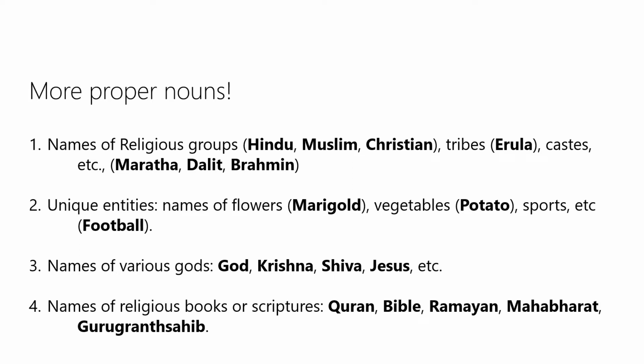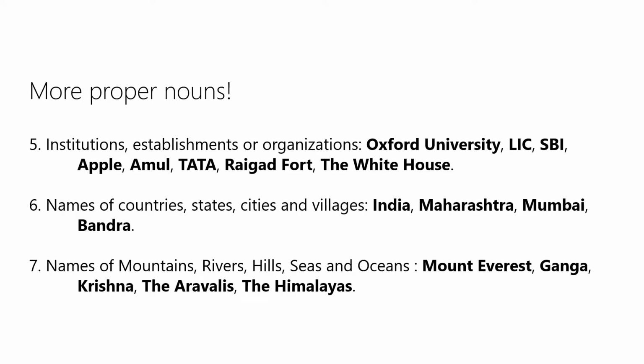Then, words for various religious terms like God, Krishna, Shiva, and Jesus. That means the names of gods. Also, the names of religious books or scriptures, for instance, Quran, Bible, Ramayana, Mahabharata, and Guru Granth Sahib. Later, the names of institutions, establishments, or organizations like Oxford University, LIC, SBI, Apple Company, Amul, Tata, Raigad Fort, and the White House.